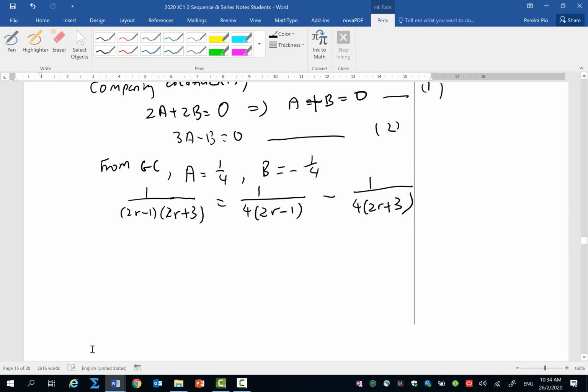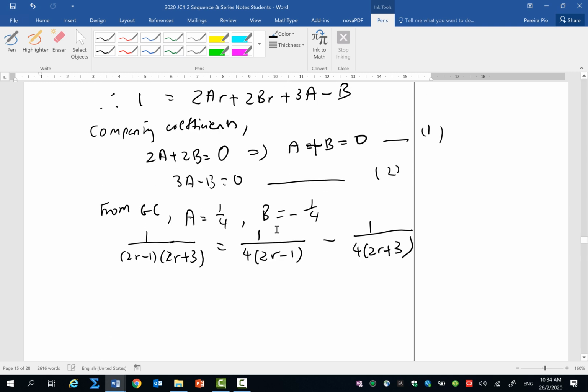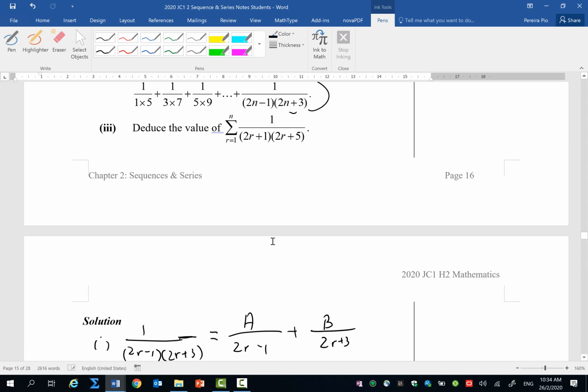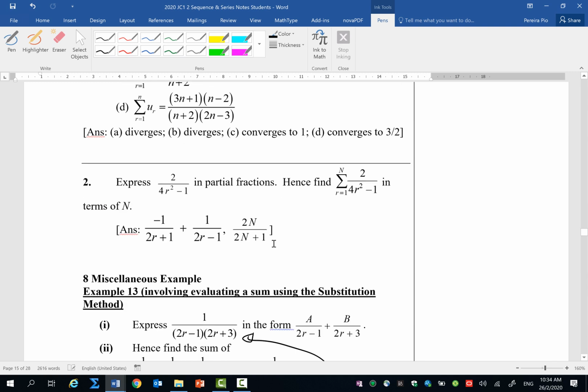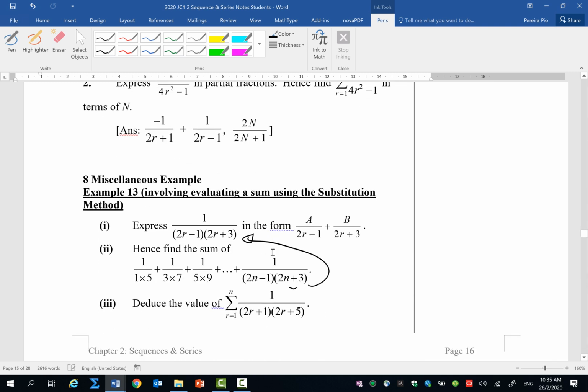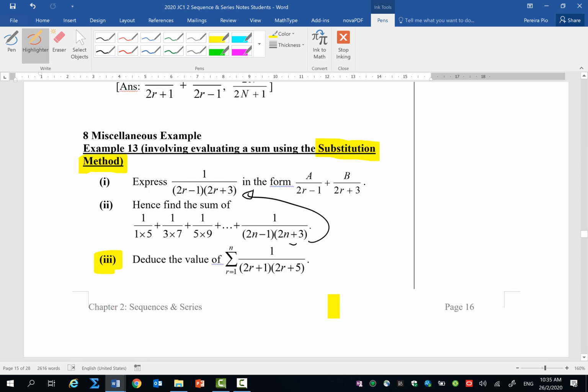the part 3 is the main one that I want to go a little bit more slowly on because it's the key thing that I want to talk about, which is basically evaluating a sum using the substitution method. Okay, so part 3 is basically the substitution method. Now, let's look at the question carefully. It says, deduce this sum.